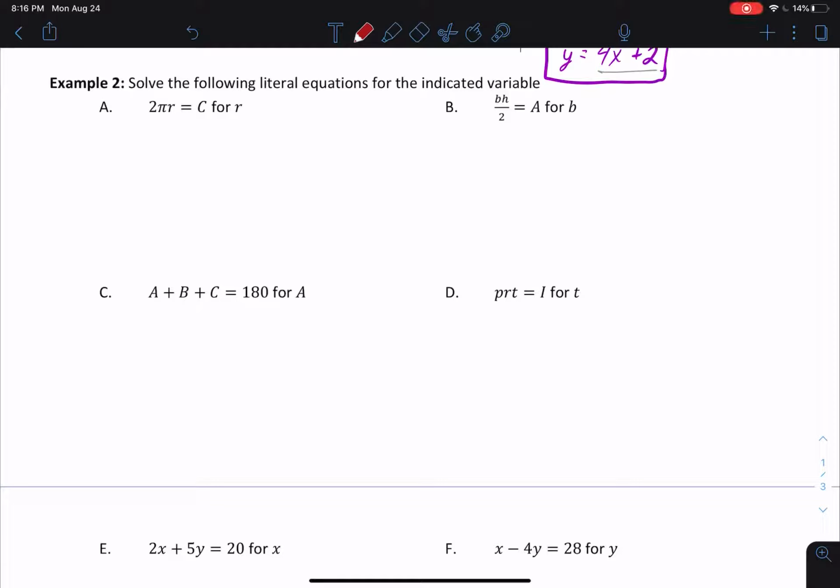Let's get into some more examples, not with the flowcharts. Let's just get into how you would see them on a worksheet or a test. So solve the following literal equations for the indicated variable. In A, I want to solve this for r, so I want to get the r by itself.